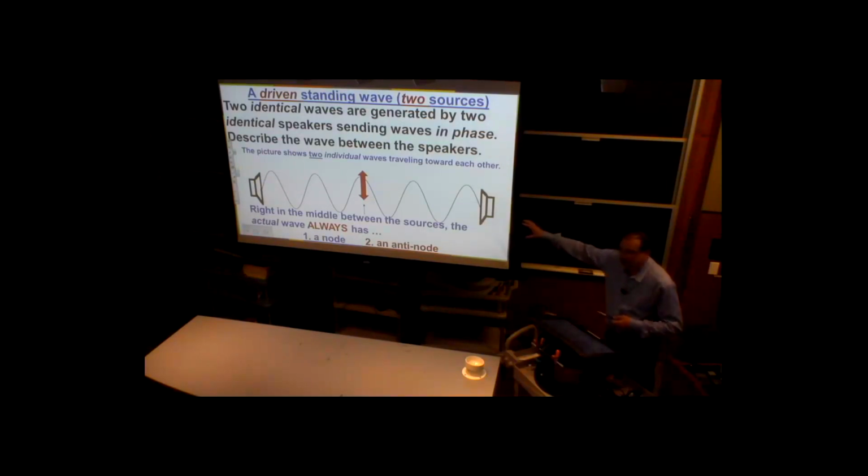If we didn't have the second speaker acting, that wouldn't be the case. It could have been anything. That would be a reflected wave, and the reflection plus the initial traveling wave might generate something depending on other conditions. But if the second speaker generates exactly the same wave in the opposite direction, right in the middle, we always must have an antinode.